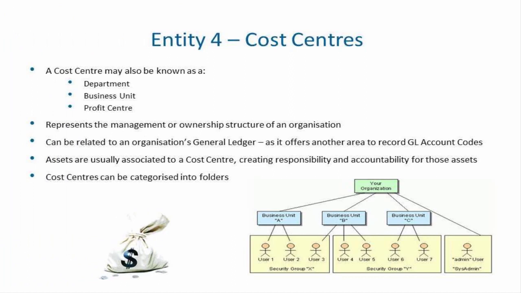The fourth entity we'll be looking at is the cost center entity. The cost center entity is used to represent the management or ownership structure of an organization. It can be related to an organization's general ledger, as it offers an area to reconcile and record GL account codes. Assets are usually associated to a cost center, creating responsibility and accountability for those assets.